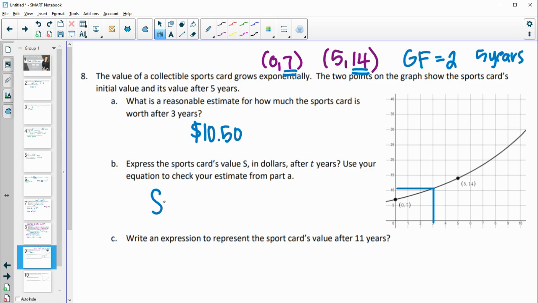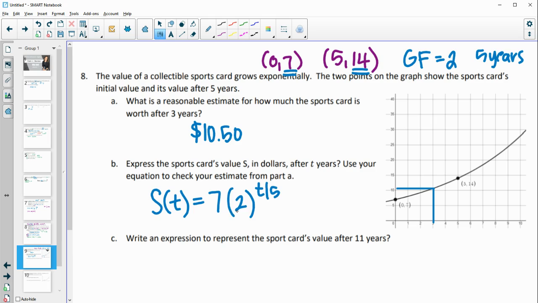So they want us to write it as S of T. The initial value is 7 because at year 0 it was worth $7. And then it doubles in 5 years. So then we could do T divided by 5 up here to account for that. And that would get us an equation.